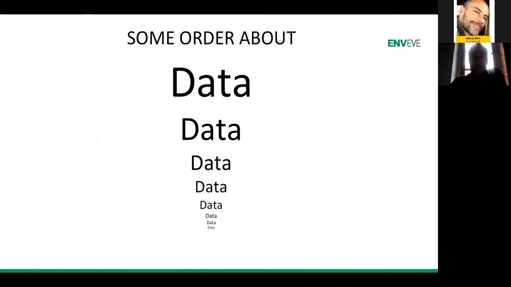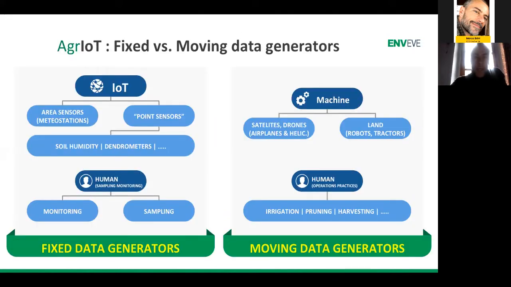Now let's focus on the data. So IoT is creating data, and we have many kinds of data. So let's put some order here. Let's try to differentiate among the different types of data. And we can look at the data from this point of view: fixed data generators versus moving data generators. By data generators, we consider anything that may say something in digital agriculture. These data can go to the cloud and can really support taking a decision.